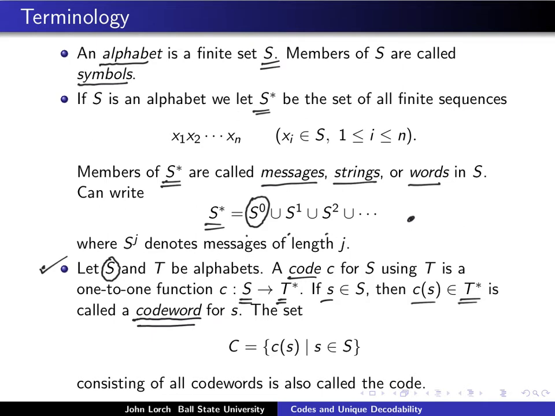Now the set capital C, which is the collection of all images, C of s, that's the set of all these code words. That is also referred to as the code. So when we talk about a code, we're either talking about this function from, say, our ordinary alphabet into strings on a different alphabet, or we're talking about these collections of code words.